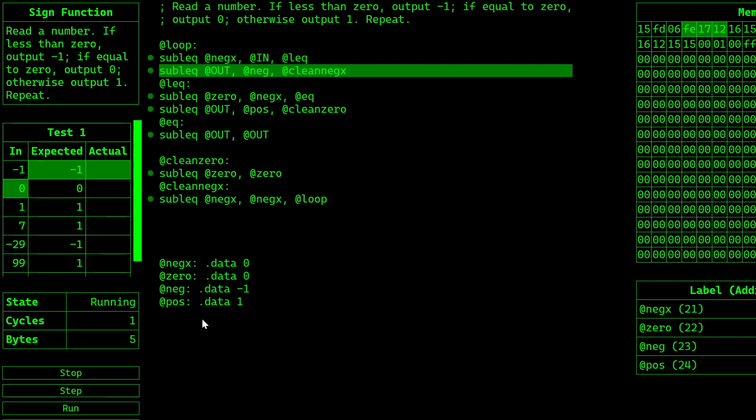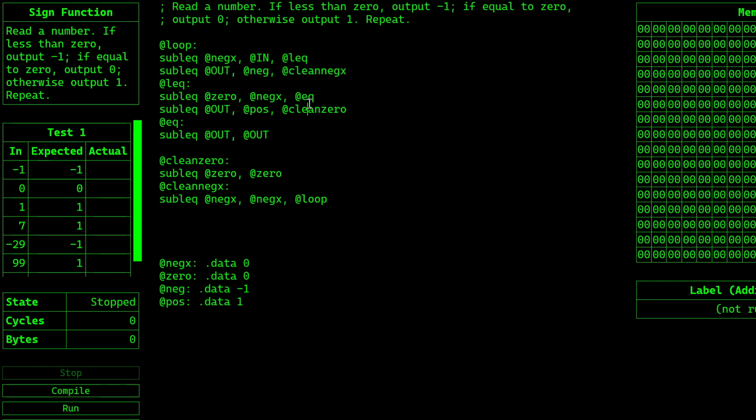Okay, I think these are backward. I mean, they must be, right? If the result of subtracting from 0 was negative, then this must actually be positive or equal, right? Must be positive. Again, or equal, which is fine.